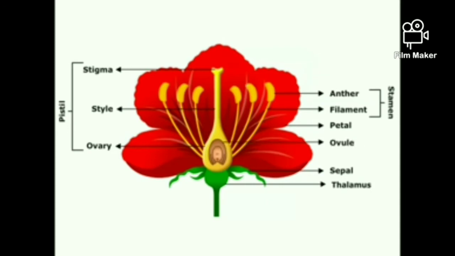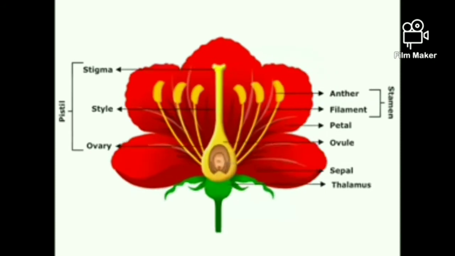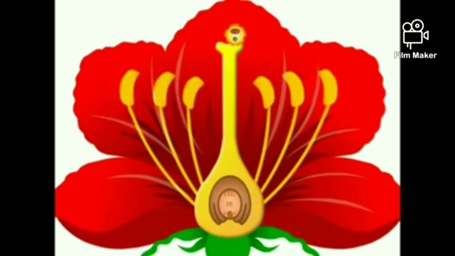In the ovary are the ovules. In the ovule, there is an embryo sac. In the embryo sac, there is an egg. During pollination, the pollen grains come to lie on the stigma.